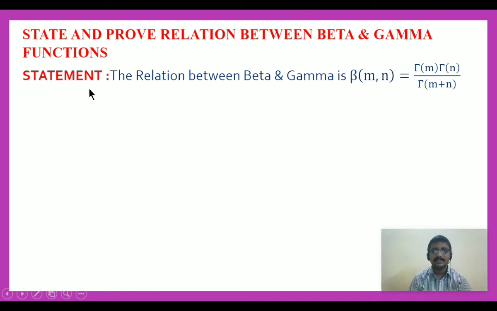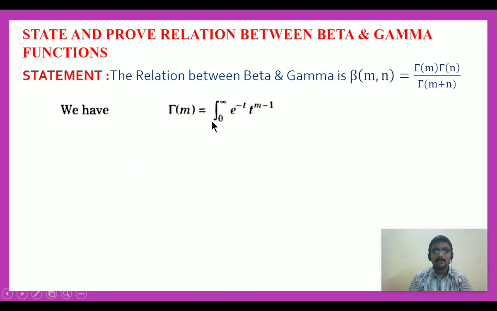The statement is: the relation between beta and gamma function is beta of m, n is gamma of m into gamma of n by gamma of m plus n. The proof is very important. By the definition of gamma function, we will have gamma of m is integral 0 to infinity e power minus t, t power m minus 1 dt. So here dt is missing, just write it down.